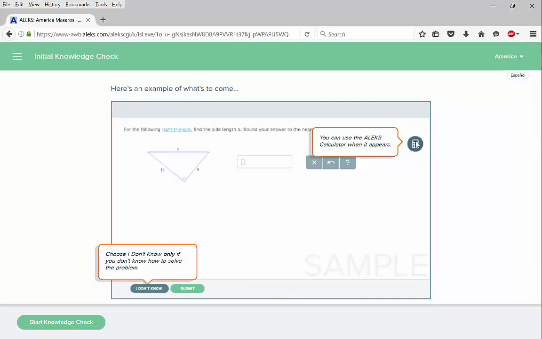Okay. When it appears, I can use the ALEKS calculator. You can use your own calculator whenever you'd like. Oh, there's an I don't know button. If it asks me a question I don't know the answer to, I can just hit that I don't know button. So I'm going to start my knowledge check.